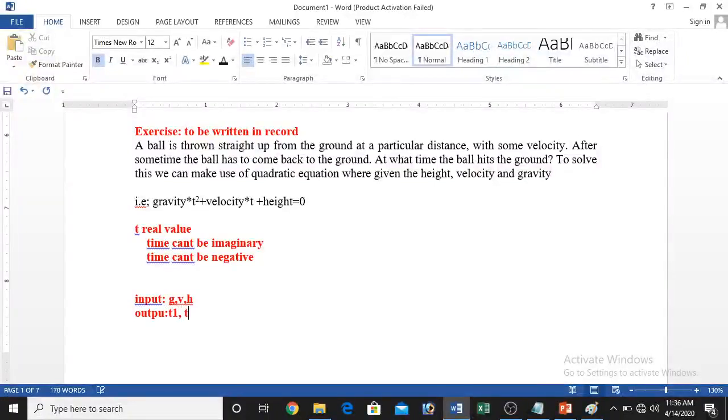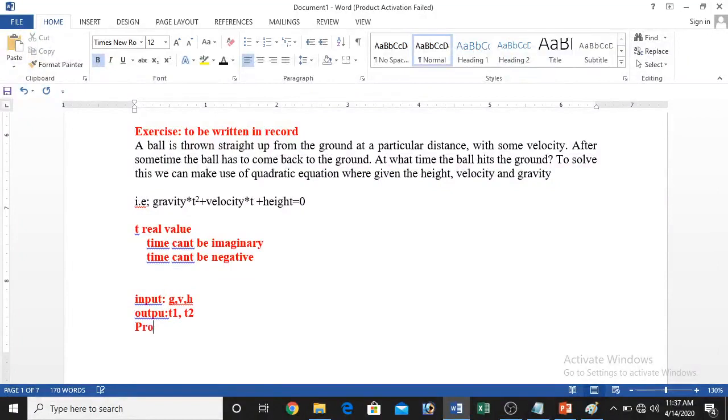So time may be T1 or T2, in the sense that if we go for real and distinct roots, two roots may be possible. The two roots may both be positive, or one root may be positive and one negative. That we'll see later when we go for execution. So the output is you need to display the time.